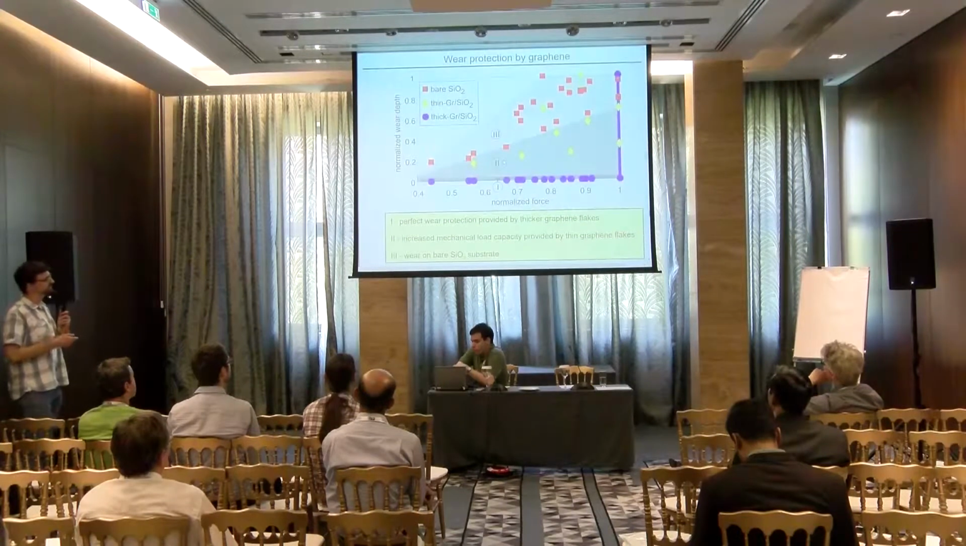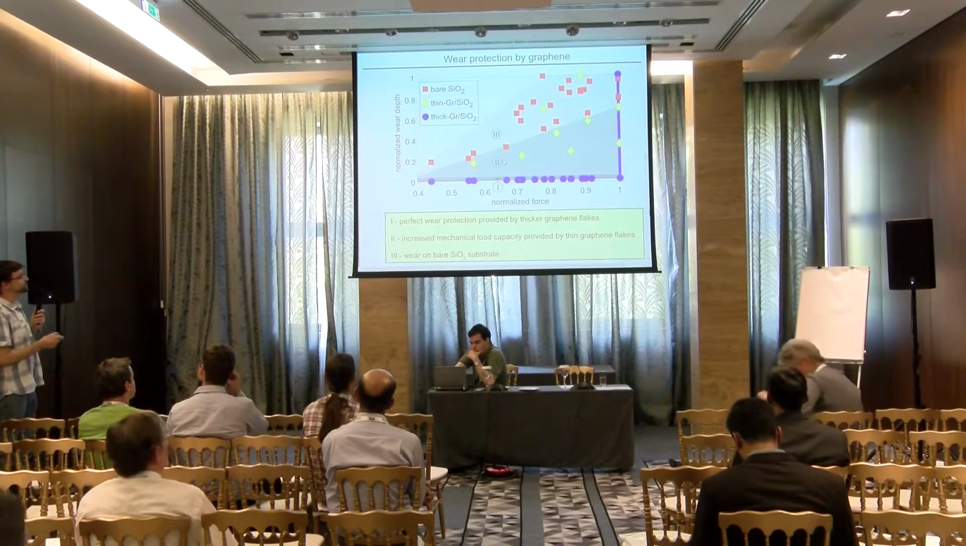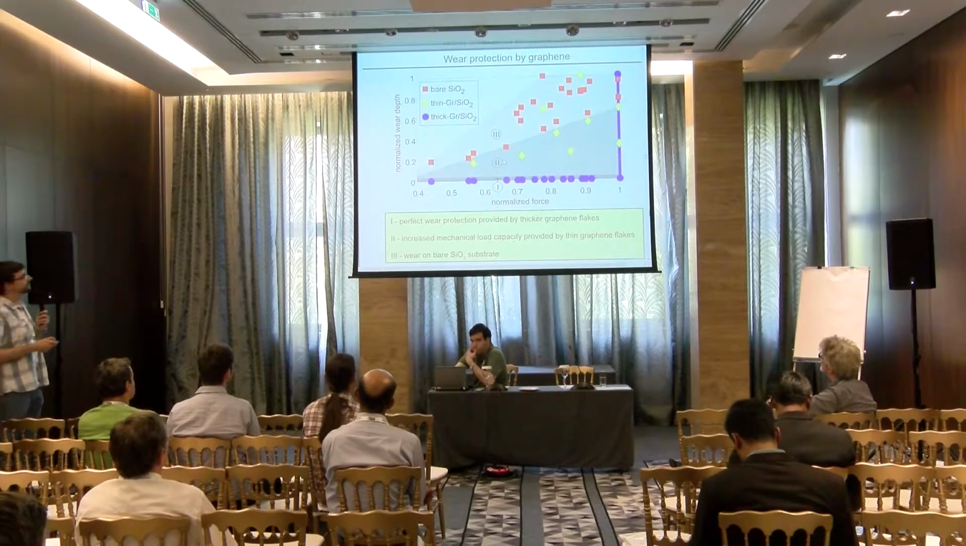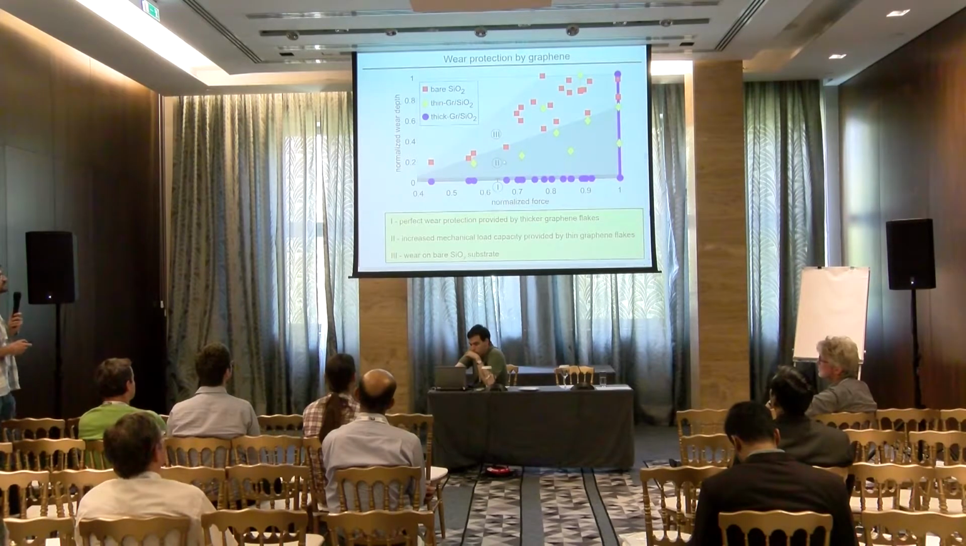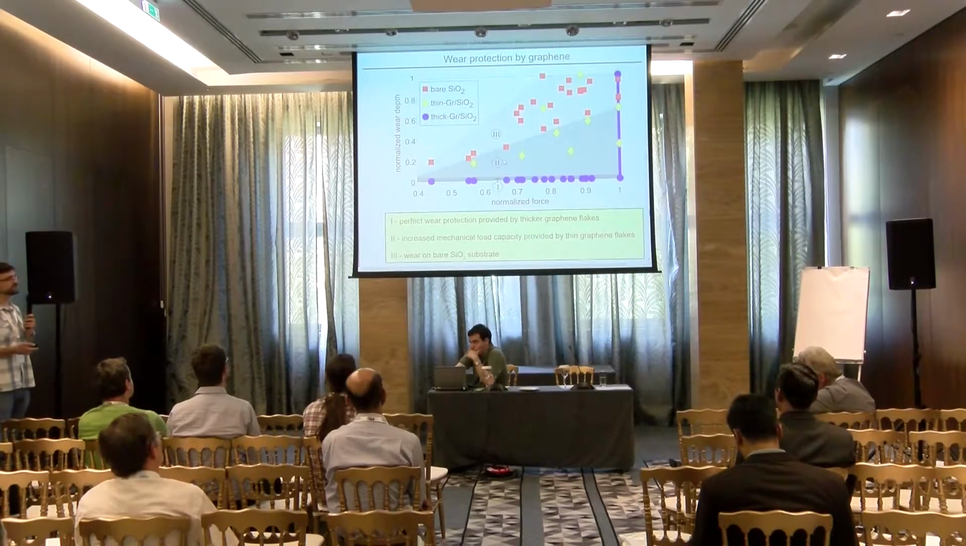Okay, and this graph shows a summary of all of our results. On the y-axis is shown normalized wear depth, and on the x-axis is shown normalized force. And these red dots are wear depth for bare silicon dioxide. If we cover the surface with thin graphene, we can decrease the wear, but only with thick graphene can we obtain practically perfect wear protection, because practically we had zero wear depth. Okay, this holds up to some maximal normal force, after which we observed also wear of thick graphene.